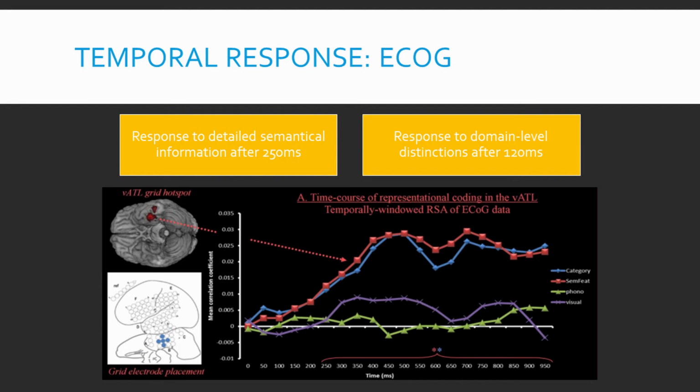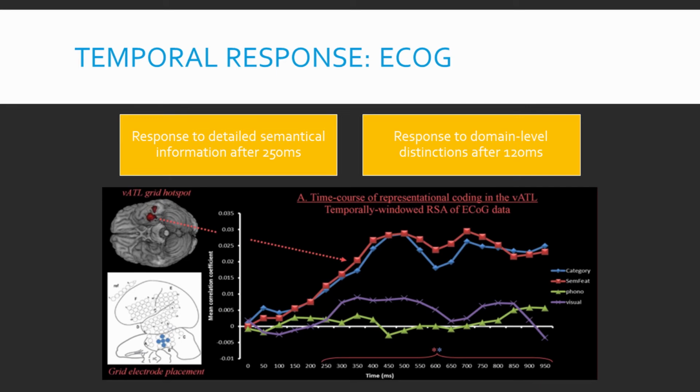The activity in the VATL hub has also been measured over time in response to different types of stimuli and tasks. So in this graph, the red line and the blue line represent the temporal response to detailed semantical information. And they found that the VATL is activated 250 milliseconds after the stimulus is presented. This was not found for domain level distinctions, which lead to an earlier response at around 120 milliseconds after the stimulus was presented.